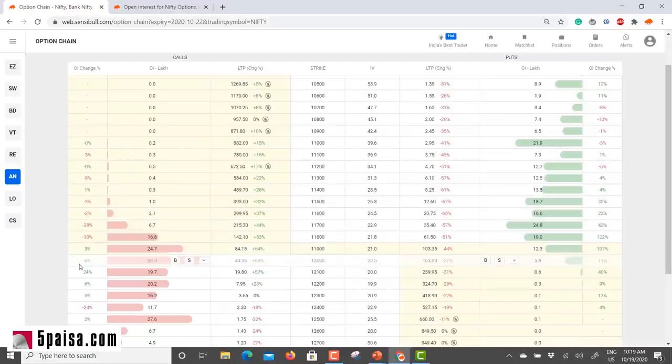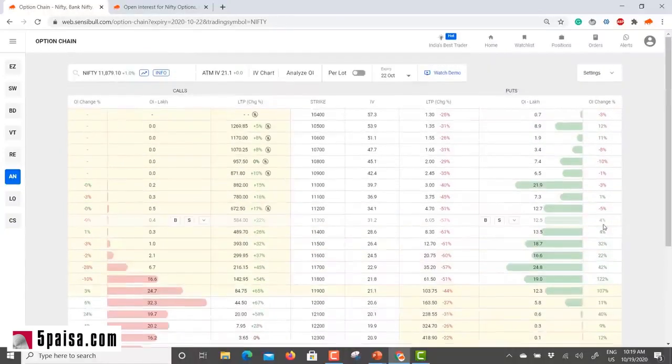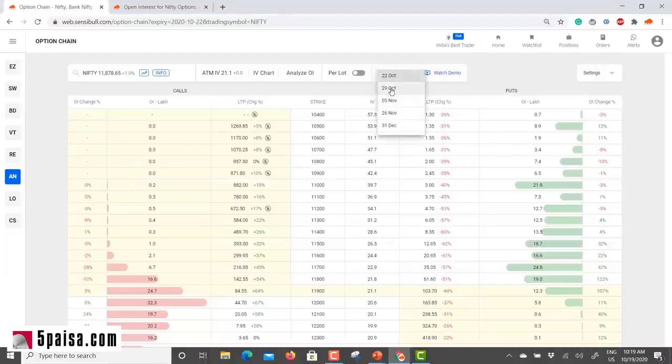Whereas if you look at the call side, it's not so much. 12,000 call only increased some 6%, 12,100 increased some 24%. So based on this, there's resistance here, there's support here, but there's a lot of bullish momentum here, right? So let's look at some other option chain, Nifty monthly. So we'll just change the expiry here.